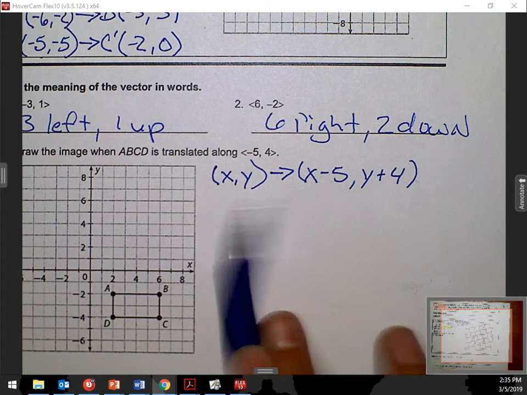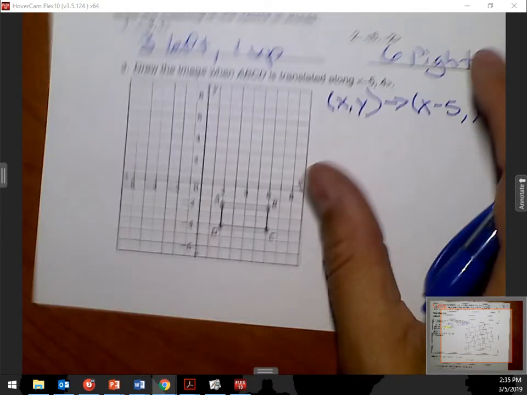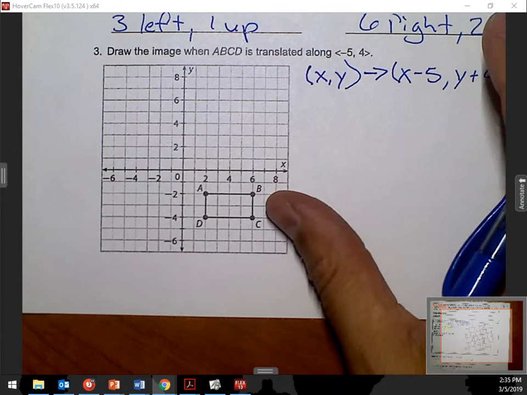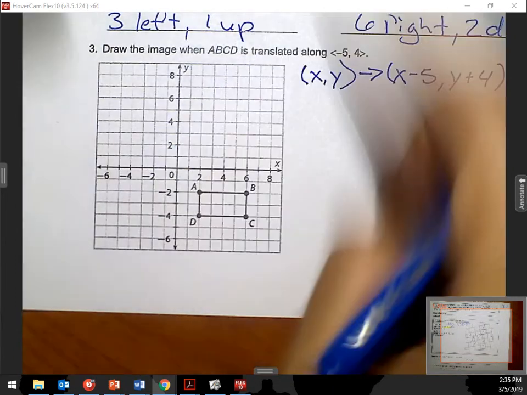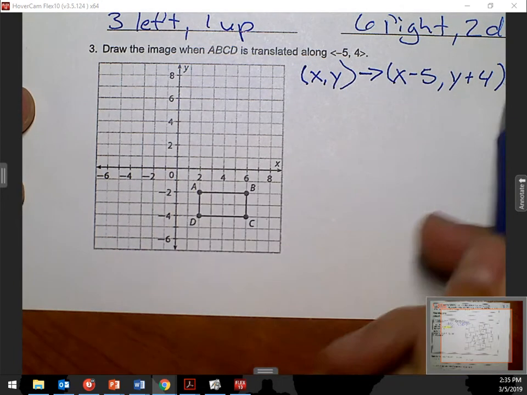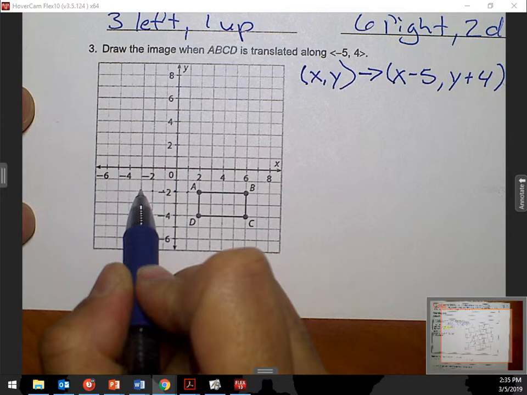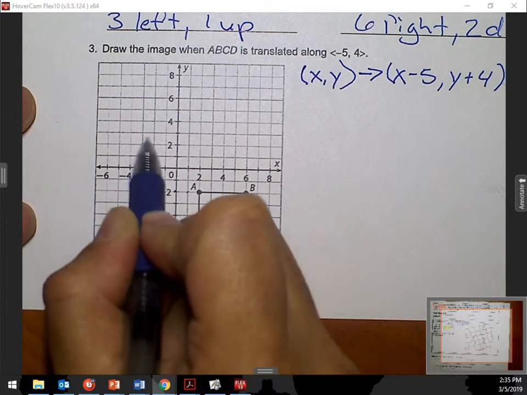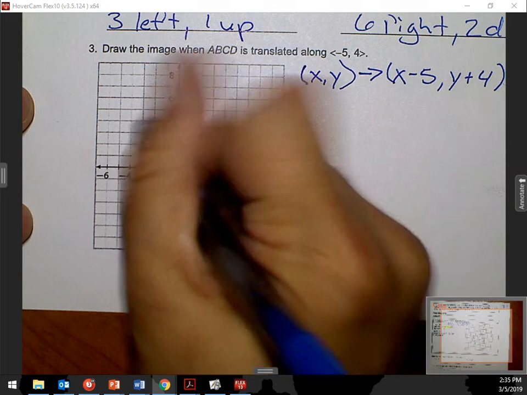So now I wrote out my coordinate rules, so now let's go ahead and verify it on my graph. We've done it by the math, and now let's do it by the graph this time. So 5 to the left, 4 up. 1, 2, 3, 4, 5. 1, 2, 3, 4. I put a dot there. What do I call that? A prime.